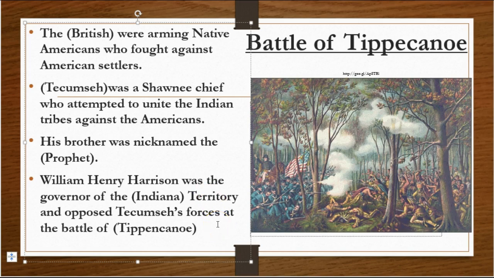Again, as we've mentioned before, this is a sad thing, but it is something that we need to talk about throughout the course of American history, because the United States did force Native Americans off many of their tribal lands.